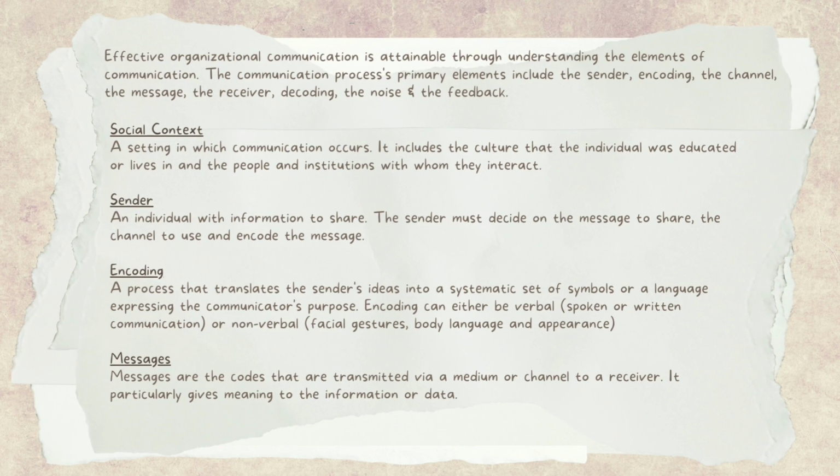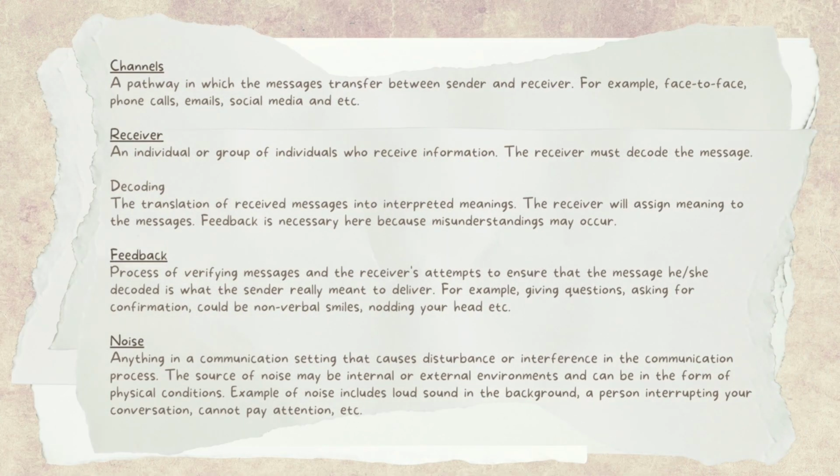After all of that, the message will be received by a receiver, an individual or group of individuals who receive information. The receiver must decode the message. Decoding is the translation of the received message into interpreted meaning. The receiver will assign meaning to the message. Feedback is necessary here because misunderstanding may occur. Feedback is the process of verifying the message, where the receiver attempts to ensure that the message he or she decoded is what the sender really meant to deliver.